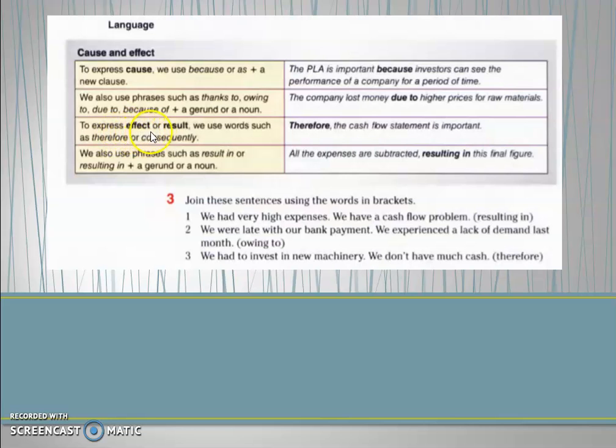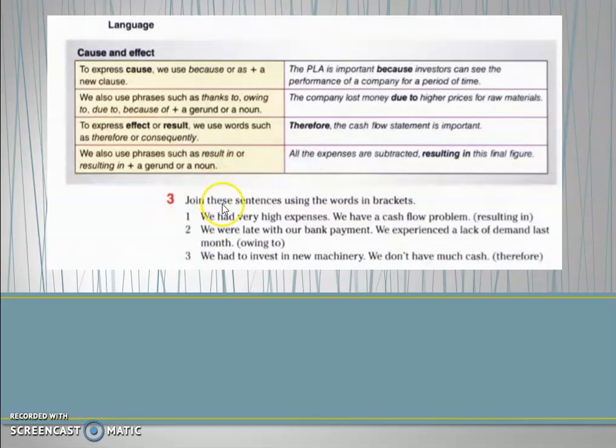To express effect or result, we use words such as therefore or consequently. So, therefore, comma, the cash flow statement is important. We also use phrases such as result in or resulting in, plus a gerund or a noun. Example, all the expenses are subtracted, resulting in this final figure. So as a result, therefore, so using the effect and result.